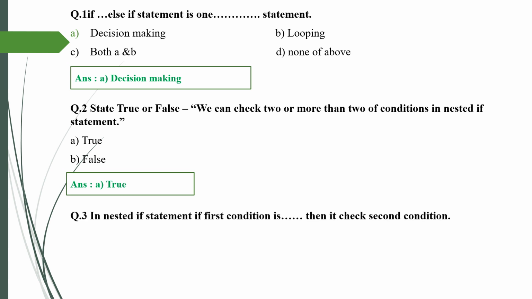Next question: in a nested if else statement, if the first condition is dash dash, then it checks the second condition. So as we see in nested if else, if the first condition is true, then it checks the second condition. So the answer of this question is true.